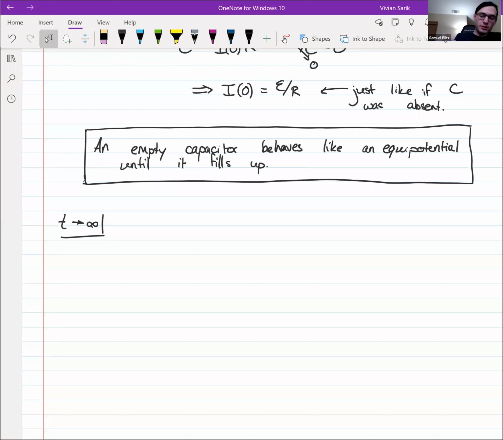And so this occurs if you wait sufficiently long. And obviously waiting infinitely long would be sufficiently long. So at this point, when t goes to infinity, we say that the capacitor is fully charged. That's what it means to be fully charged.